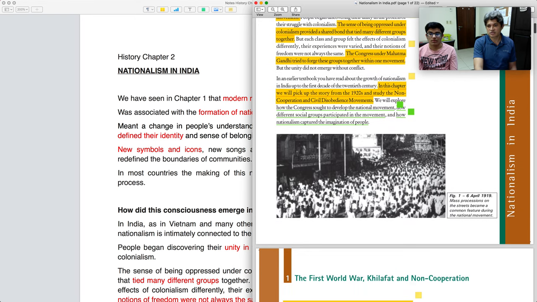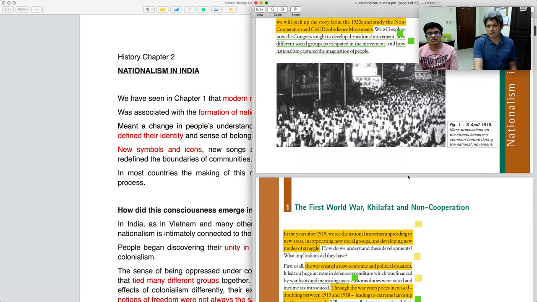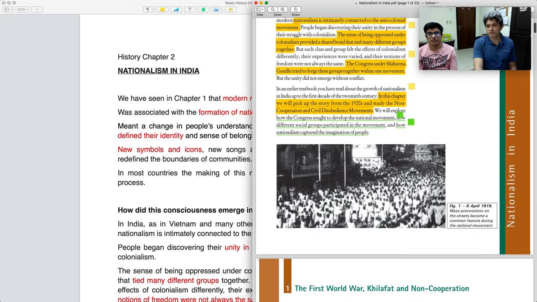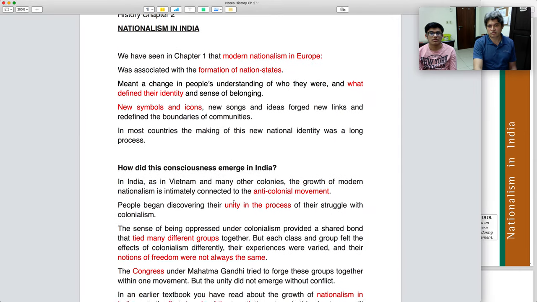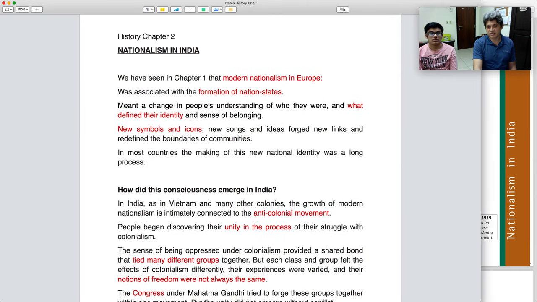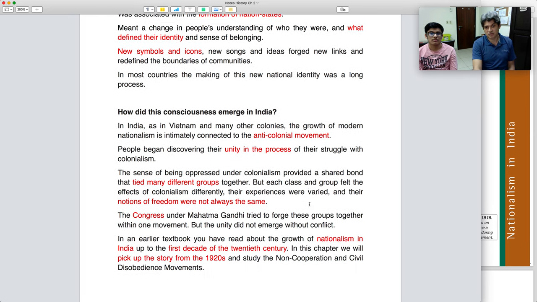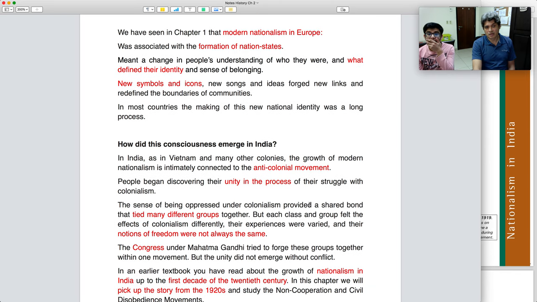As you can see here in this picture, during the non-cooperation movement, mass protests became a common sight. So let us start. Here we have the same thing as in the NCERT book, and the same stuff is just organized in points, and some key words are highlighted.